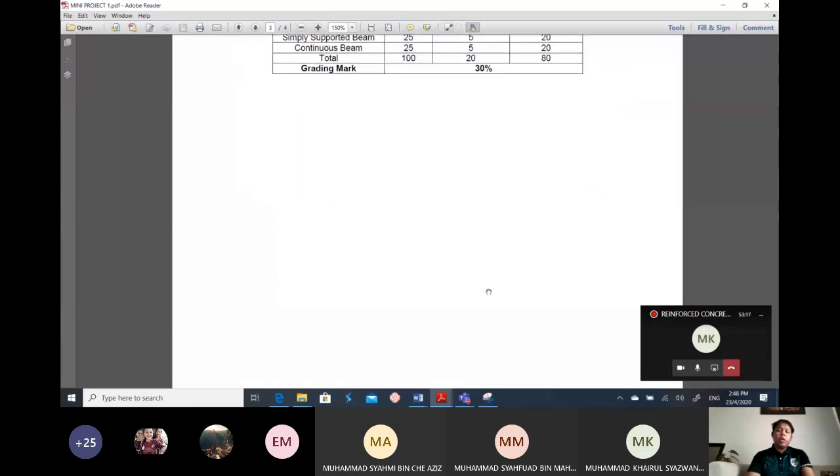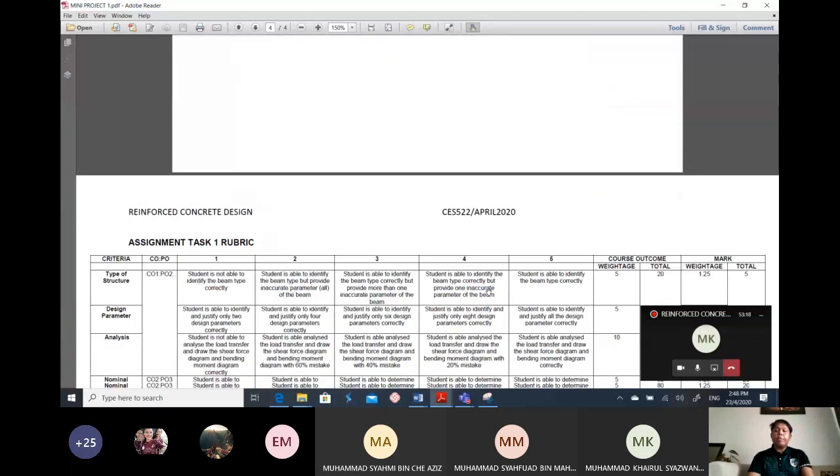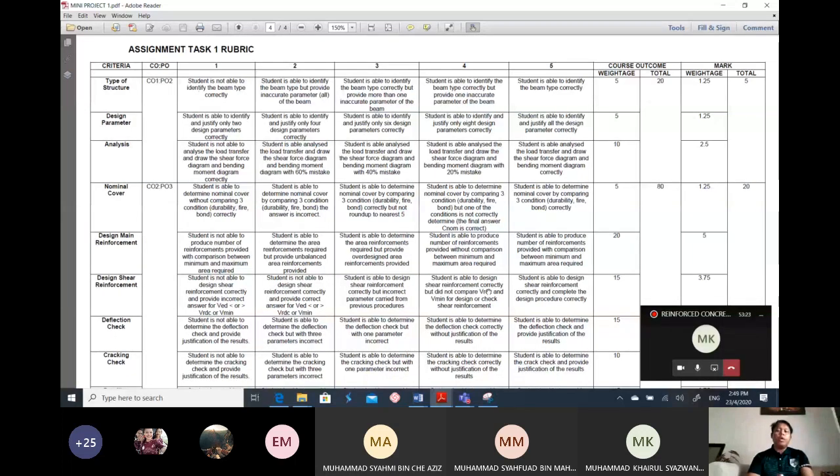Okay, so here are the rubric of the marks. There are 4 elements, so we will fill up the 4 rubrics. Each one will contribute 25 marks, 25 marks, 25 marks. I will total them up, and then I will weight it to 30%.